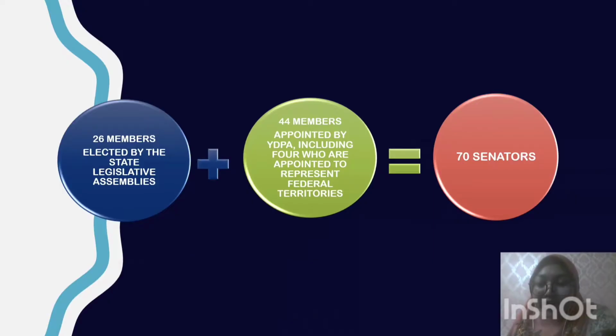A brief. As we know, there are 70 members, or we call them senators, known in Malay as Ahli Dewan Negara. 26 members are elected by the State Legislative Assembly, and then 44 members are appointed by the YDPA, including 4 who are appointed to represent the federal territories.